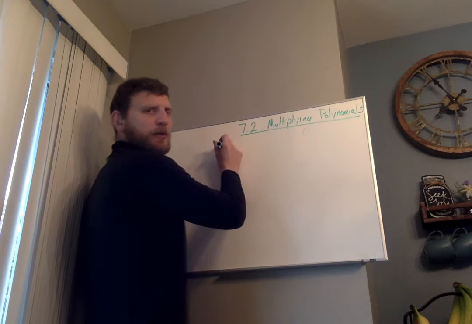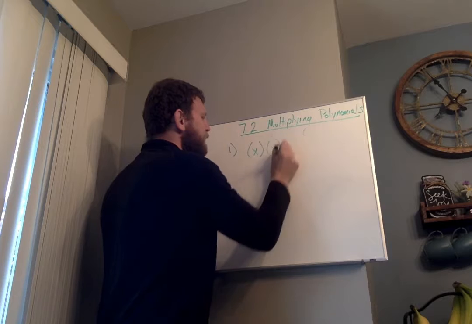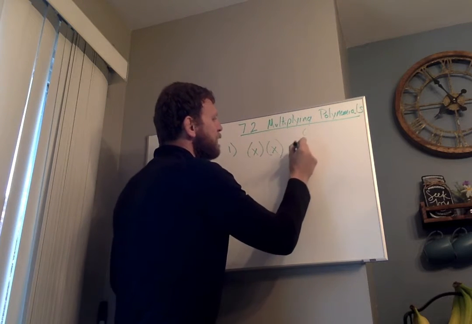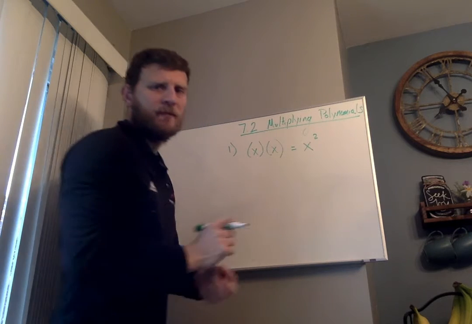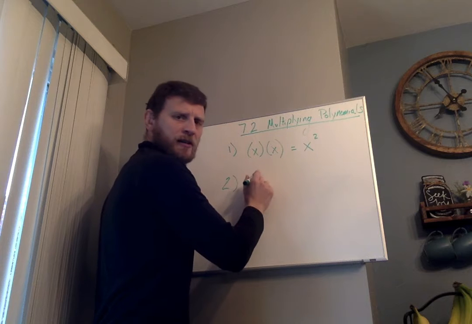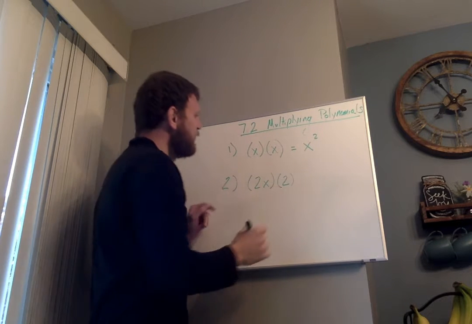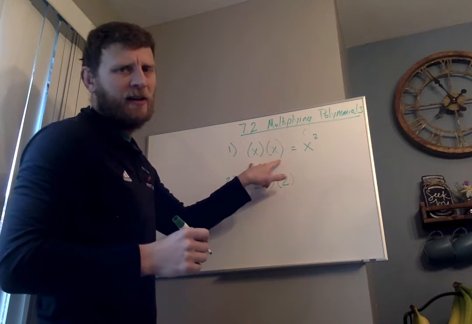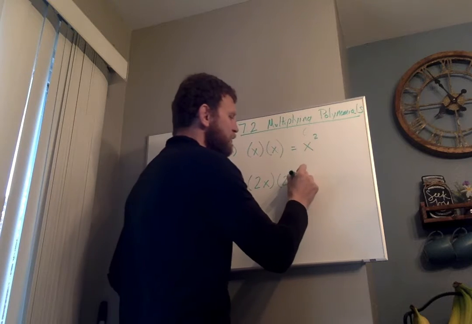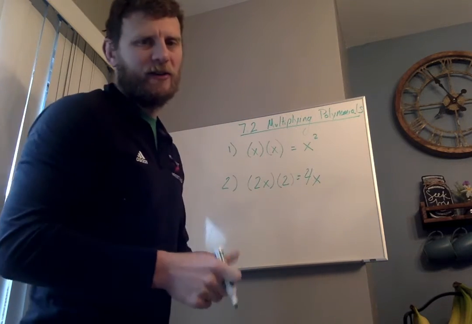All right, so example 1 is x times x. Well, x times itself would be x squared. Number 2, what is 2x times 2? Well, up here we could do x times x because they were the same, so it was x squared. Here, this would be 2 times 2, which is 4. And notice the x doesn't have anything to pair with, so it's just x.